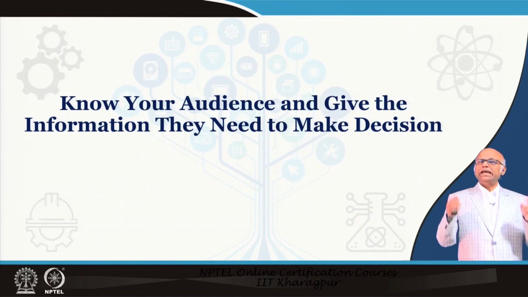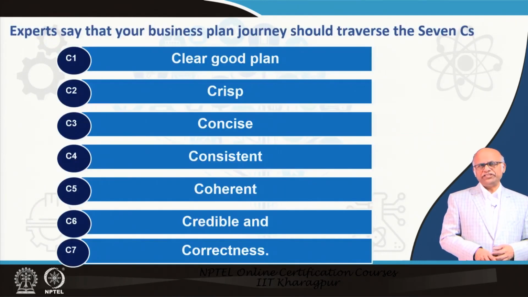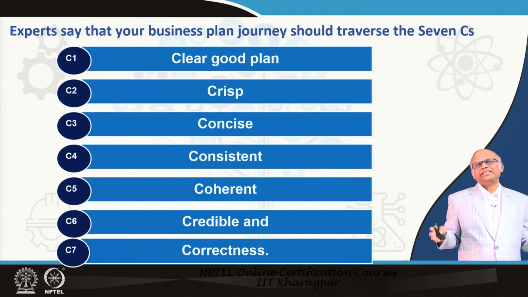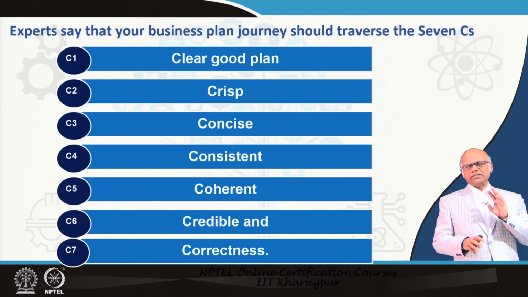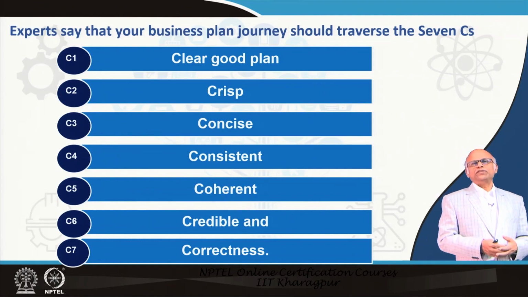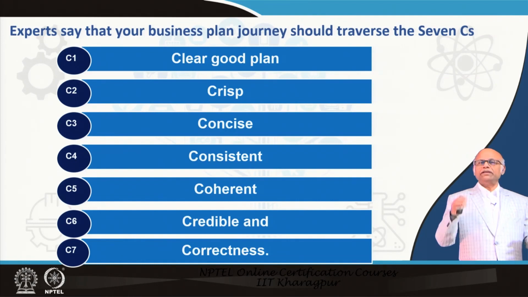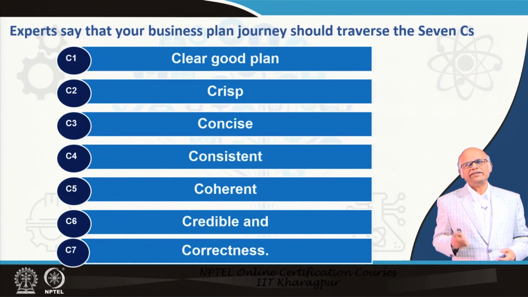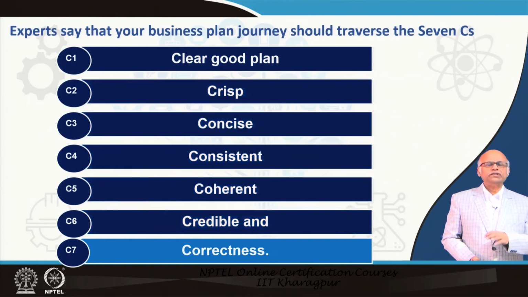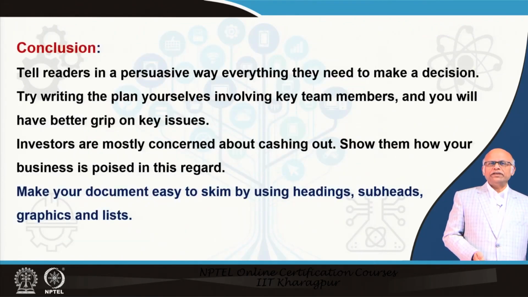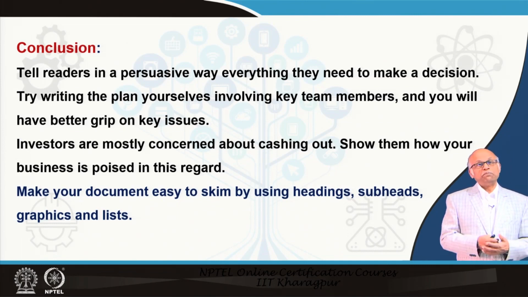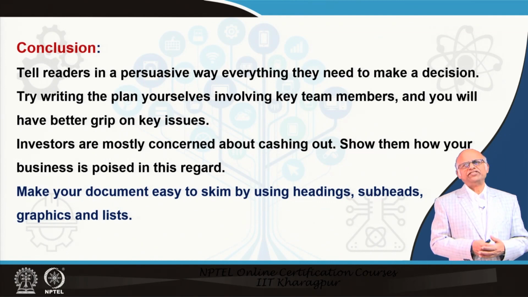Know your audience and give the information they need to make decisions. Experts say that you have to cross the 7 C's to succeed in the business plan journey, and those are: clear, good plan, crisp, concise, consistent, coherent, credible and absolutely correct. Do not prevaricate or give false information. In conclusion, tell readers in a persuasive way everything they need to make a decision.